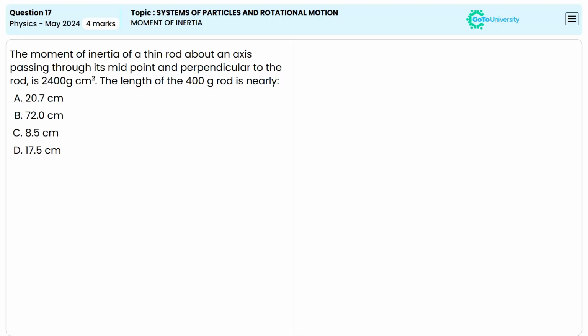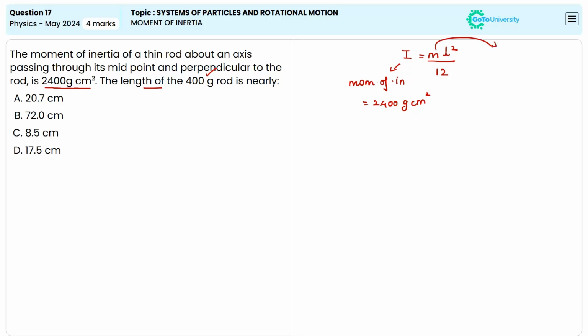Find the value of the length of a rod when it has a mass of 400 gram and a moment of inertia of 2400 gram centimeter square. It's known that the moment of inertia of a rod can be calculated using the formula ML square divided by 12. So here I is representing the value of moment of inertia, which is given as 2400 gram centimeter square in the question.